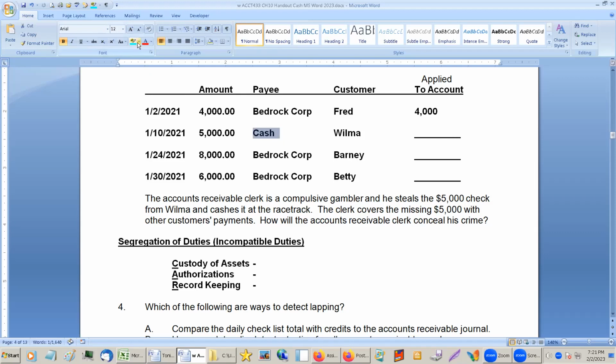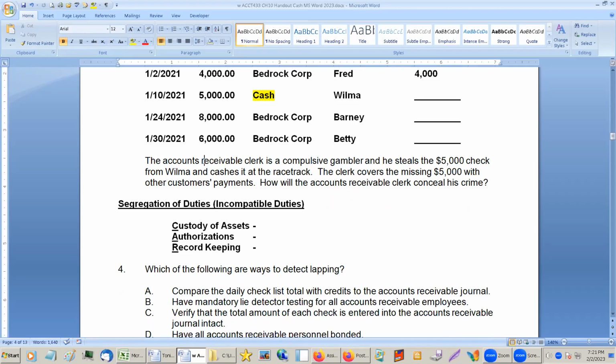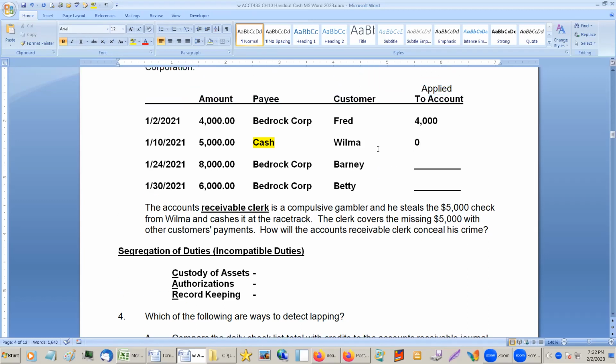Okay, this next one. Wilma sends in a check. The payee is cash. This is the check that the receivable clerk takes. So how much is applied to Wilma's account? 0. It's a stolen check. All right. Well, the receivable clerk has a problem now. And what is it? The receivable clerk stole Wilma's check and never put it into her account. Wilma's going to get her statement and it's going to show that she still owes $5,000. She'll say, no, I sent that in.